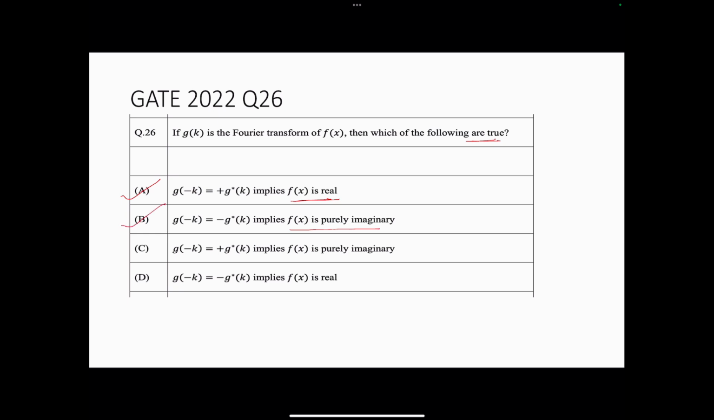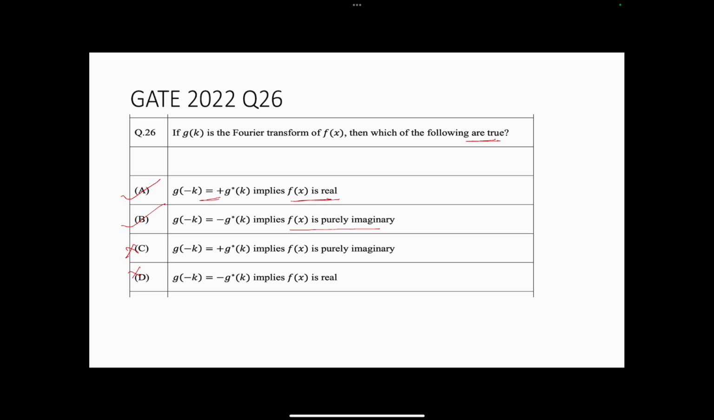But for purely imaginary, we have not got that g of minus k is equal to g star of k. So this is wrong. And g of minus k is minus g star of k, f(x) is real. We have already found out that this is the correct condition. Therefore, this is also wrong. Therefore, A and B are the correct options.